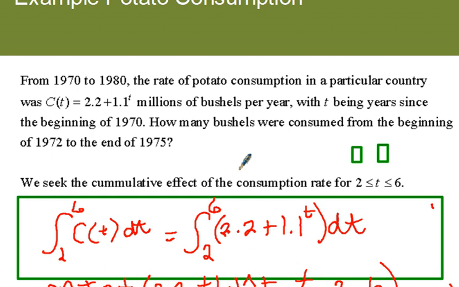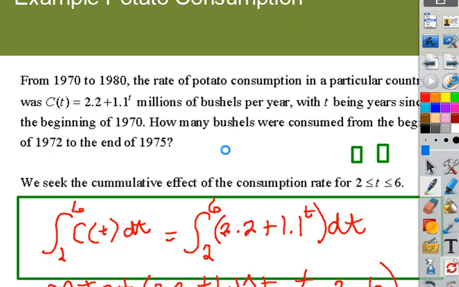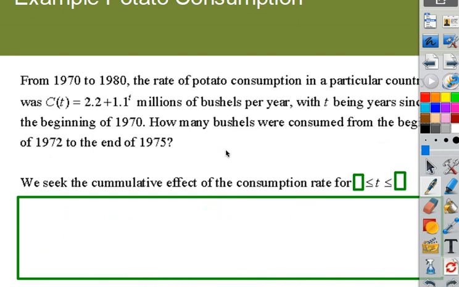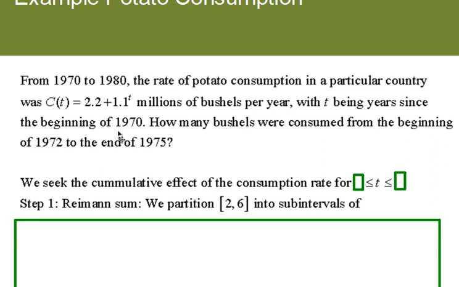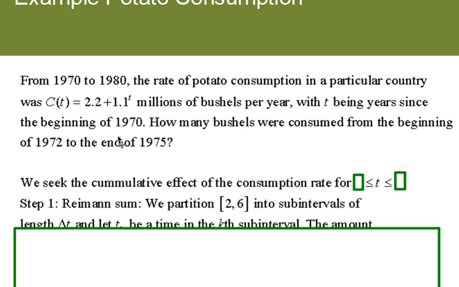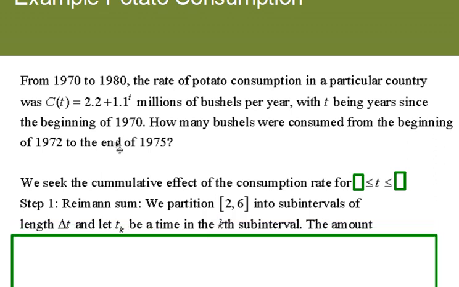So not a super hard problem. Now let me show you how they explained to do this, because they're going to explain the Riemann sum part a little bit more first. So we know we're going from 2 to 6. Step 1, we're going to partition 2 to 6 into subintervals of length delta t. So we're cutting it into little slices.